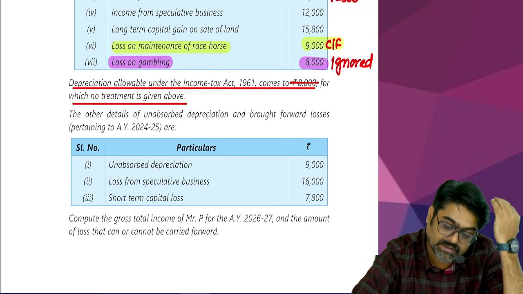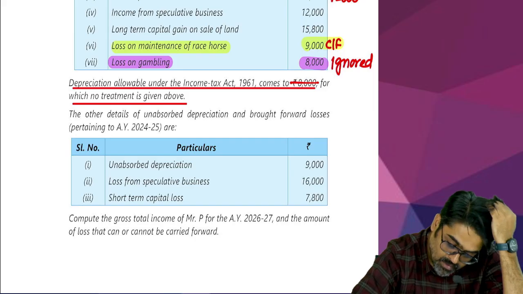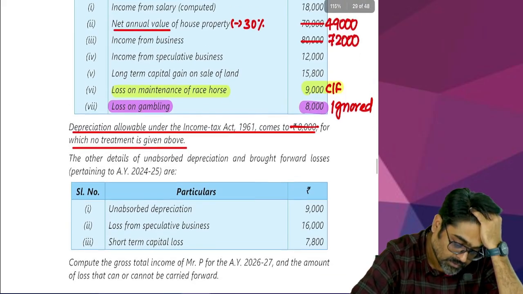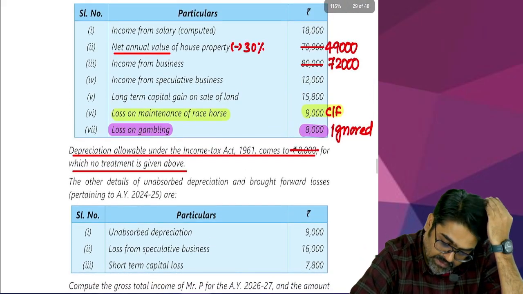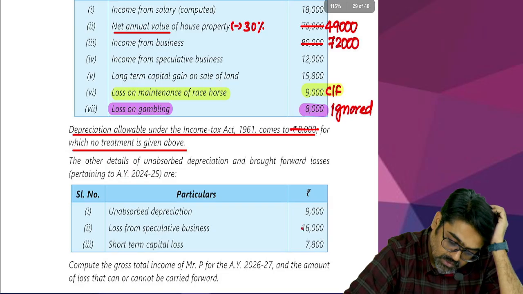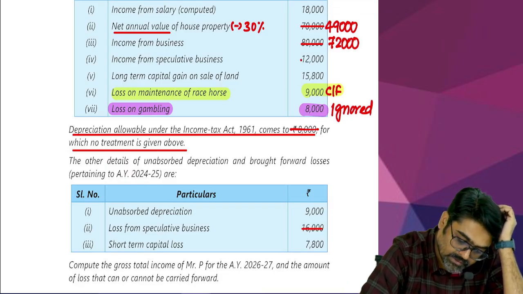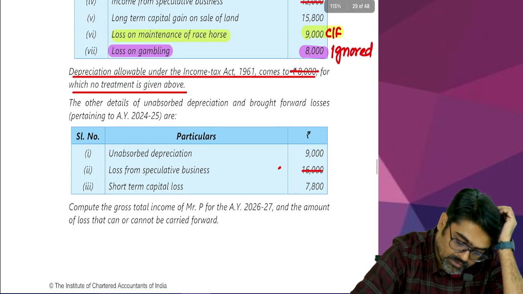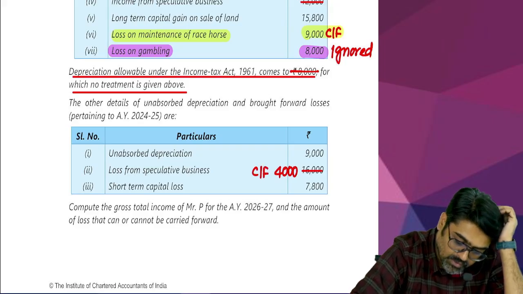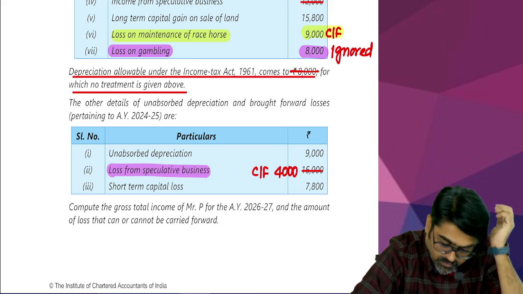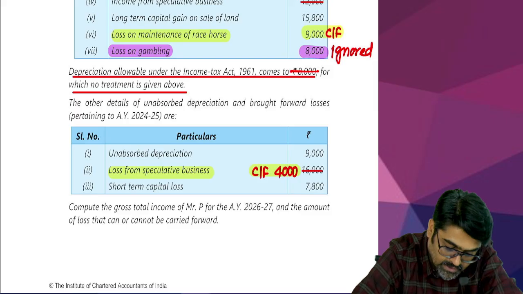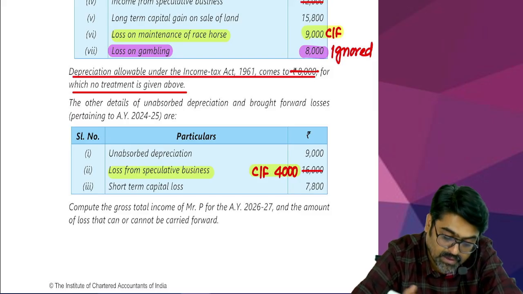Other details of unabsorbed depreciation and brought forward losses. Unabsorbed depreciation: will you adjust that first or last? Do you have loss from speculative business? This year, do you have any speculative income? How much? So against that 16,000 I will set off first. Yes or no? So this will fully go away and this 4,000 will still remain and will be carried forward. So the second loss eligible for carry forward this year is loss of speculative business. Last year's will be carried forward in the next year, and the year before in the third year.